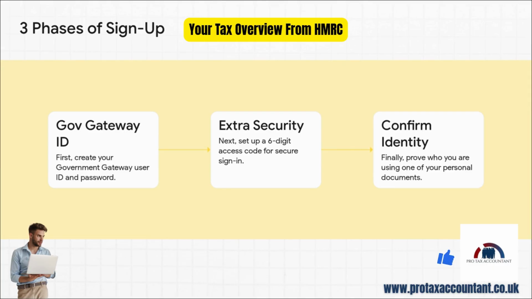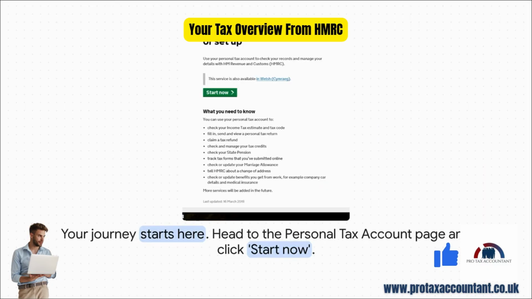First, you're going to create what's called a government gateway ID. Second, you'll set up some extra security, usually on your phone. And third, you'll confirm your identity. That's it. Thinking of it in these 3 steps makes it much less intimidating. Right, let's kick this off.